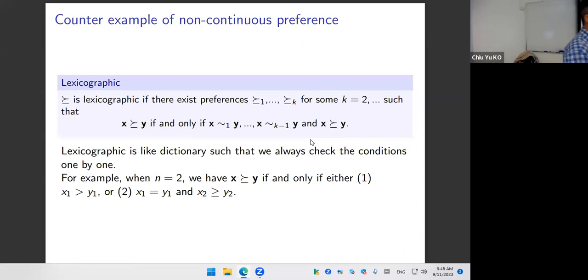And lexicographic is the idea where there is a sudden change. Right? Because if you change the first element a little bit, it can swap.